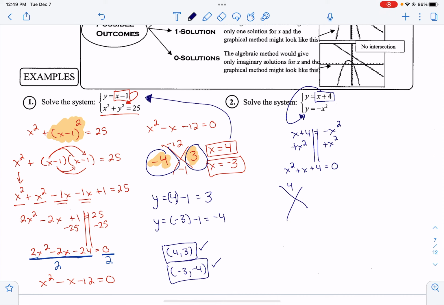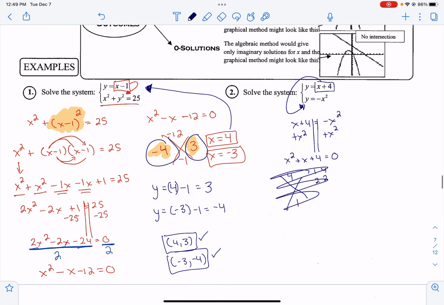I get a 4 on top and a 1 on the bottom. The problem is I can't think of anything that multiplies to 4 and adds up to 1, because my only options are 1 and 4 and 2 and 2, and those aren't going to work. So what that means is my big X method doesn't work on this problem, so I have to use the quadratic formula.